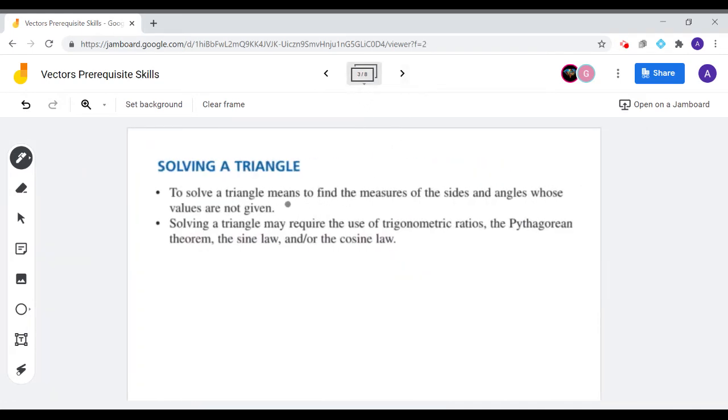a. The last thing we need to know is about solving a triangle. So when we say solve a triangle, we mean to find the measures of all the sides and all the angles whose values are not given. And to solve a triangle, we need to use all of those tools we just talked about: trig ratios, Pythagorean theorem, sine law, and cosine law.